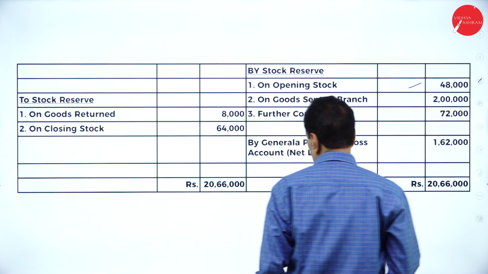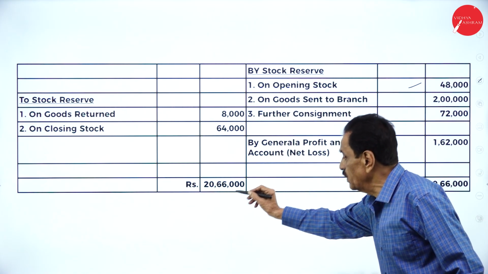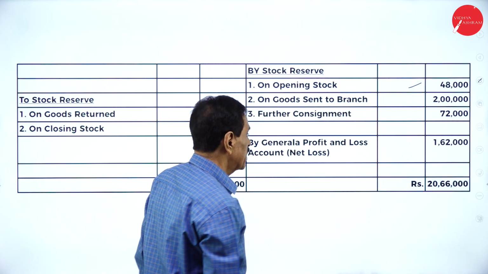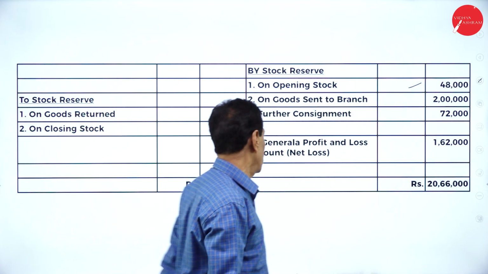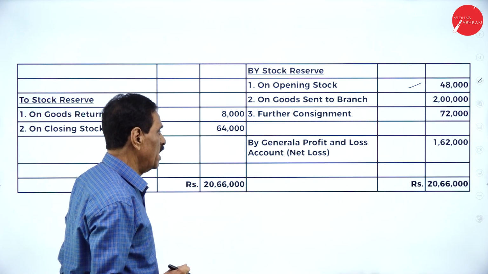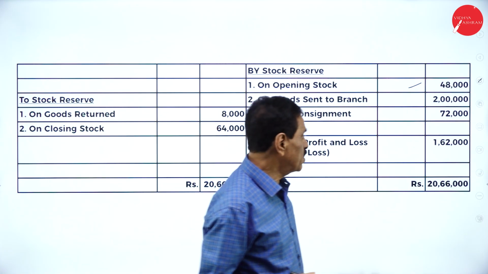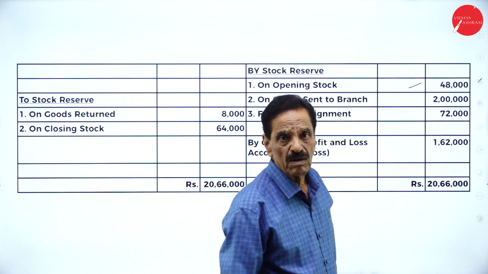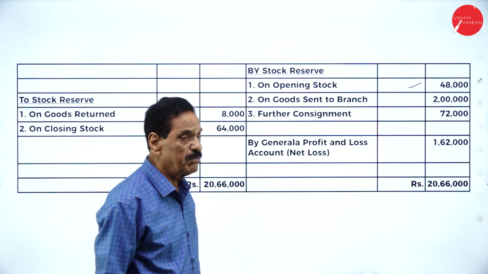If we add this now, the debit side will work out to 20,66,000 and the credit side also 20,66,000. The difference is 1,62,000. By general profit and loss account, the branch suffered a loss to the extent of 1,62,000 rupees. Hope you understand this problem.